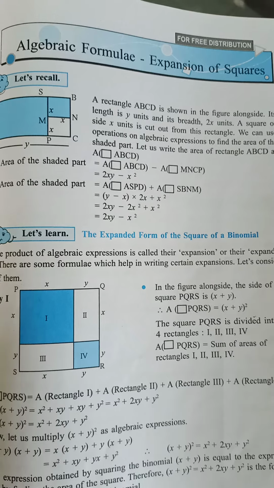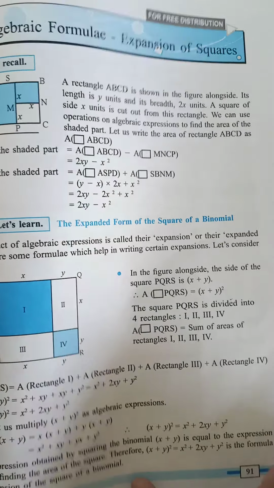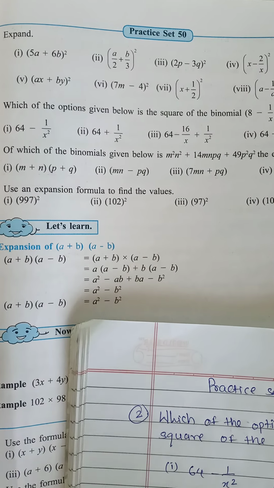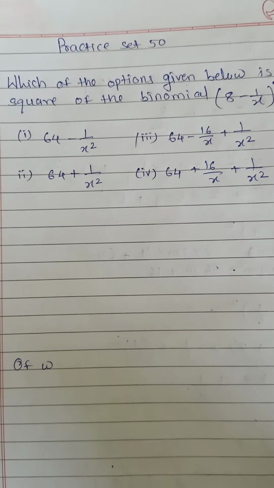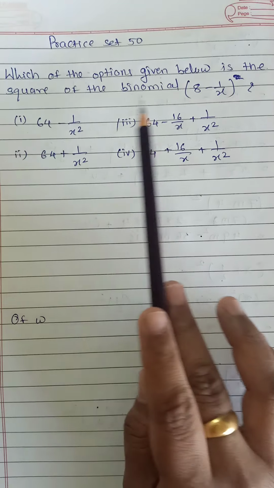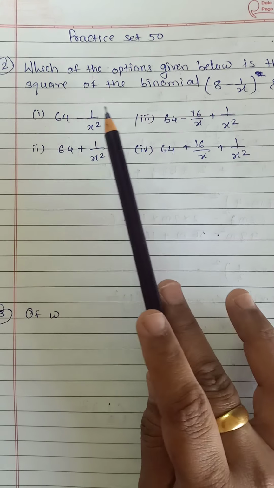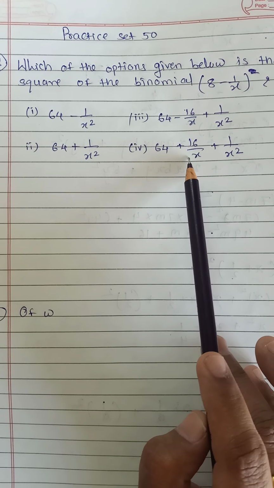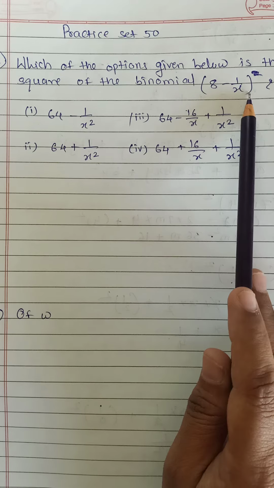Standard 7 Mathematics, 14th lesson, Algebraic Formula: Expansion of Squares, Practice set 50, second question. Which of the options given below is the square of the binomial x minus 1 upon x? Four options are given and we have to select the right option. Now we'll find out the square of this binomial.